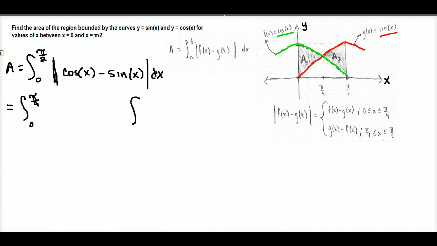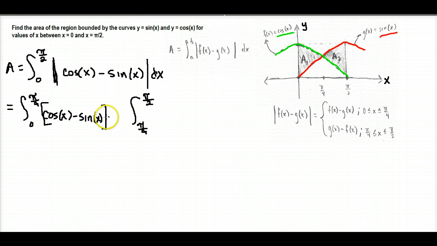So let me correct that. And so here pi over 4, not quite working out well for me here. Let's try again. Pi over 4 and pi over 2. All right, and so in this first one here, since cosine is greater than sine, we're going to say cosine of x minus sine of x.